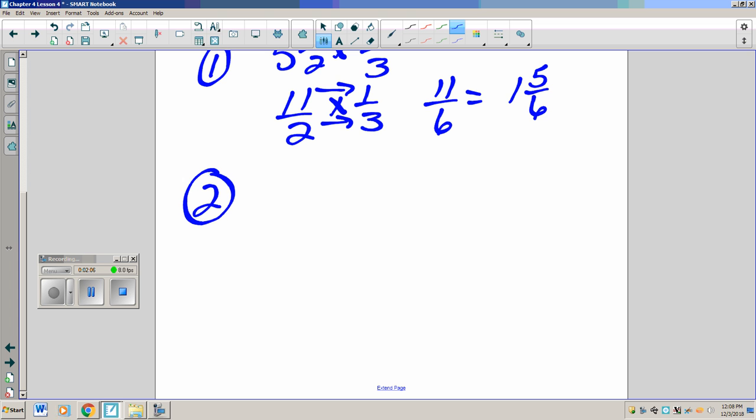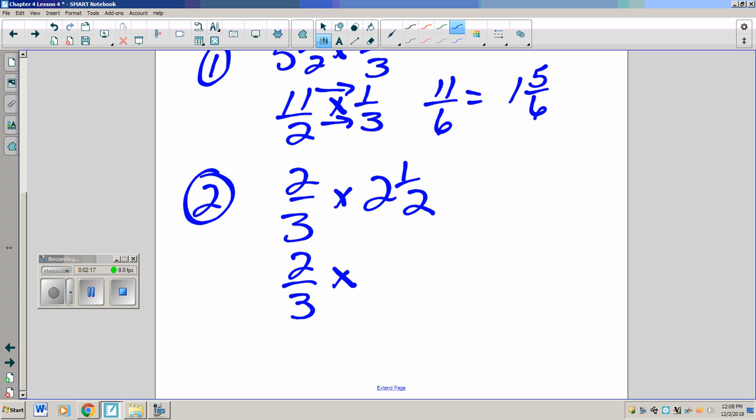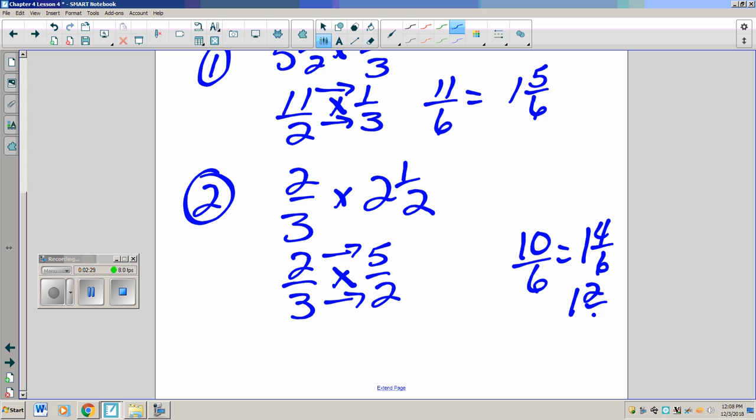Number 2. 2/3 times 2 1/2. 2/3 times improper fraction for 2 1/2 is 5/2. You can cross multiply. You get 10/6. Simplifies to 1 4/6, which reduces to 1 2/3. If you are cross reducing, you can take out the 2's and you get 5/3, which is also 1 2/3.